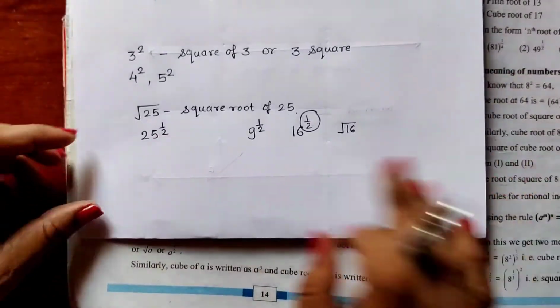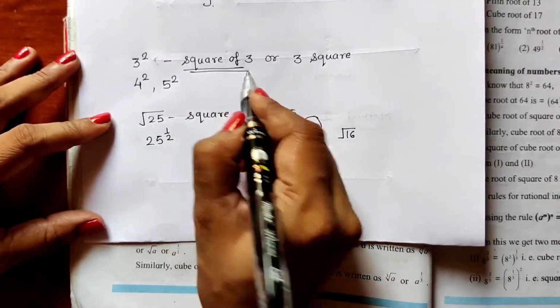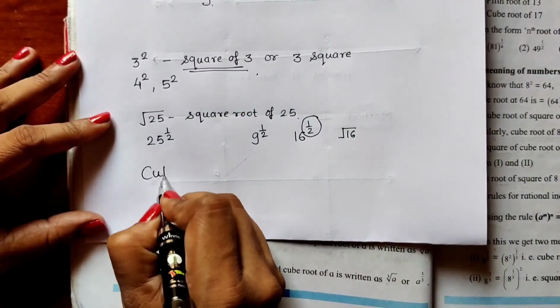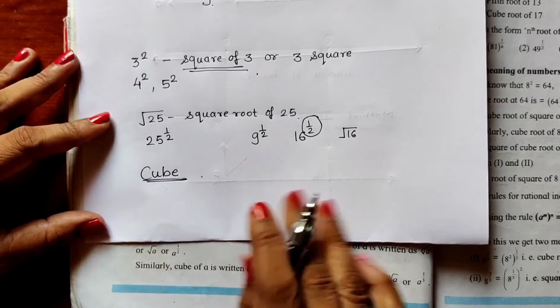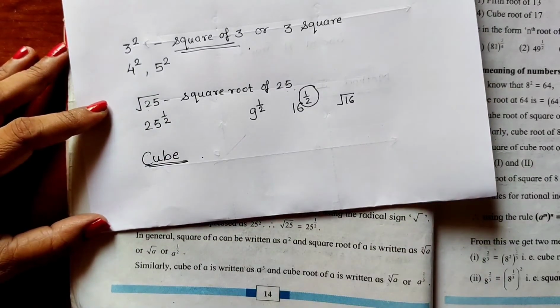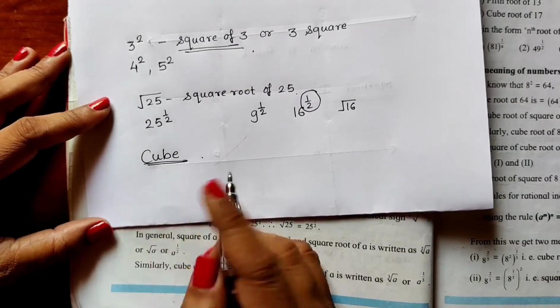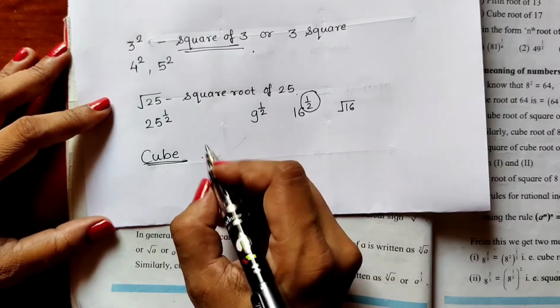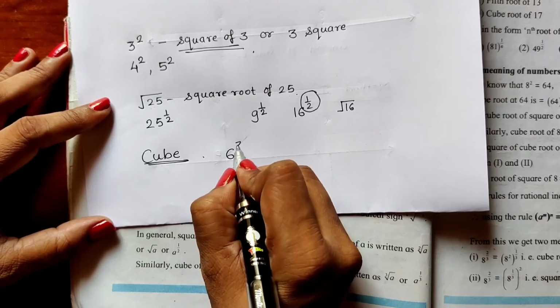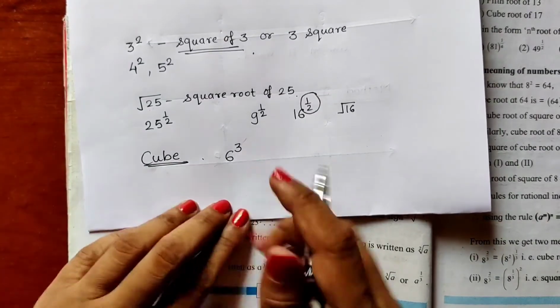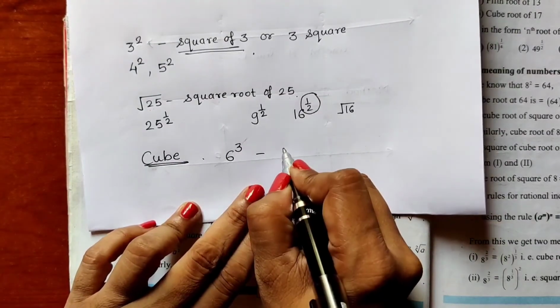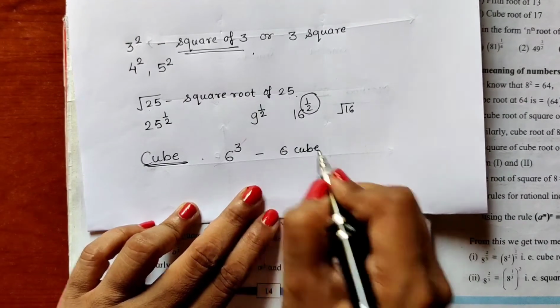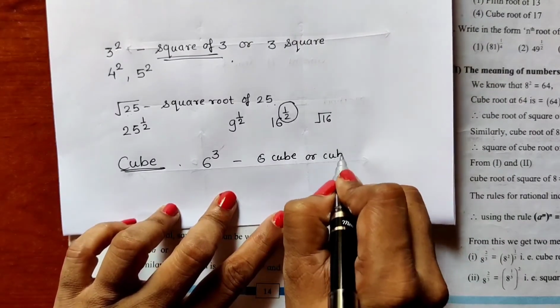That means what? Here we have written about square. Okay, now let us see cube. How to write cube of any number? When we want to show the cube of any number, we put 3 at the top as the index. Okay, for example, cube of 6. So I can write 6 cube like this. I can read it as 6 cube, or cube of 6.